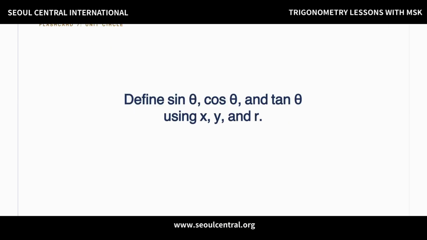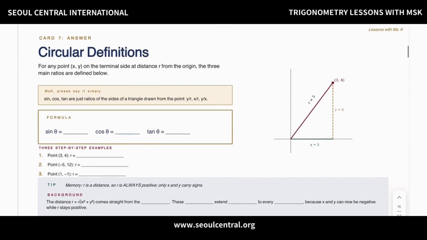All right, so once again, let's define sine theta, cosine theta, and tangent theta using x, y, and r. Okay, so for any point x and y on the terminal side, the ending side, at distance r from the origin, the three main ratios are what is defined below. So sine, cosine, and tangent are just ratios of the sides of the triangle. Okay, so then we draw the ratios: y over r, x over r, y over x.